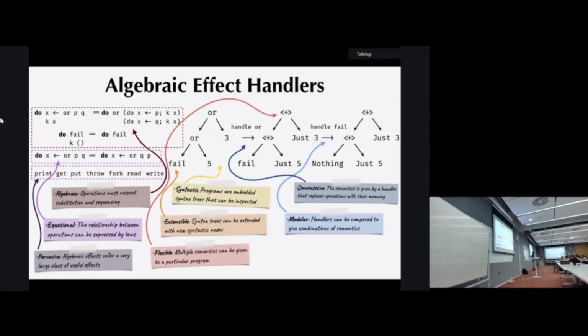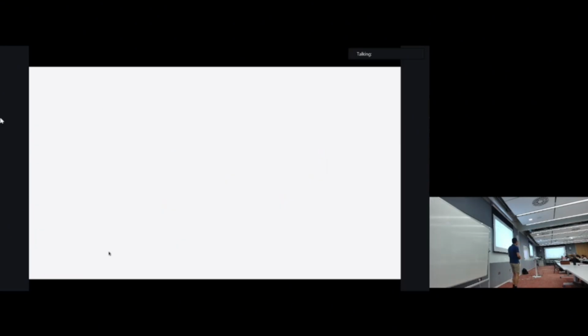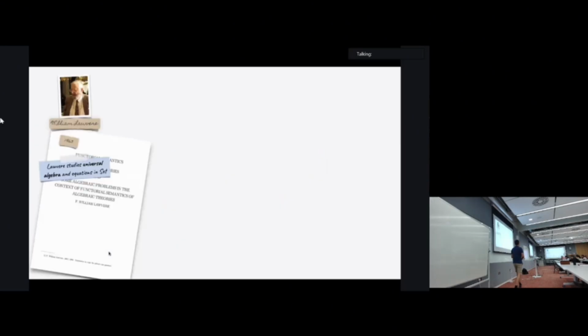And they're pervasive, in other words, they cover a huge class of effects. So printing, getting, putting, throwing, fork, read, write, etc. And then the final thing is that they're actually quite efficient because even though the theory says that you should be defining things step by step, there's a way to fuse those computations into one to make things a lot faster. So that's why we like algebraic effects, and I think I'm slightly wrapping up. I wanted to just touch on what the history is behind these things, and then hopefully we'll slide into the next session where we actually do stuff.